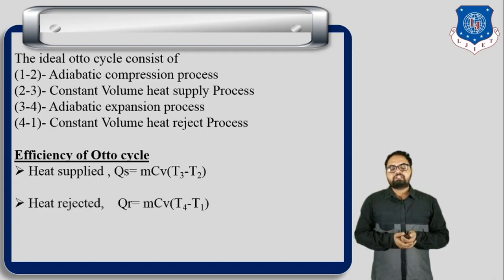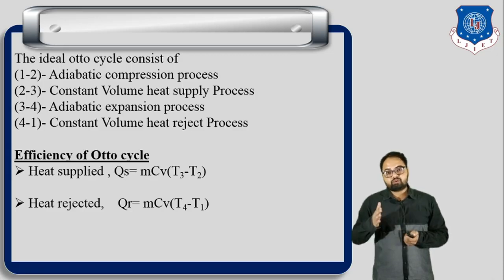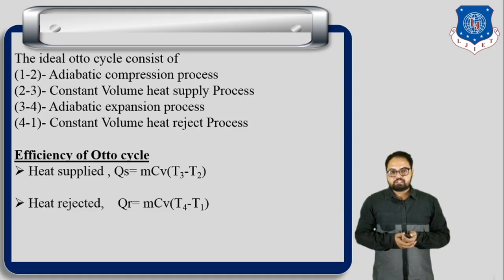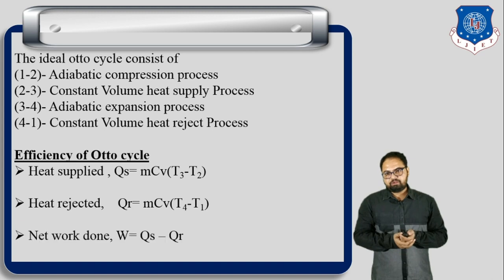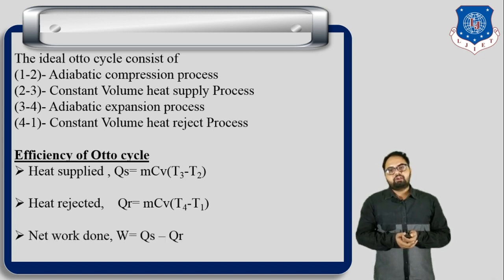Okay. Next is heat rejected. We have already discussed that the heat is rejected at constant volume during process 4 to 1. So the equation for the heat rejection is mCv (T4 minus T1). Now net work done W is equal to Qs minus Qr.